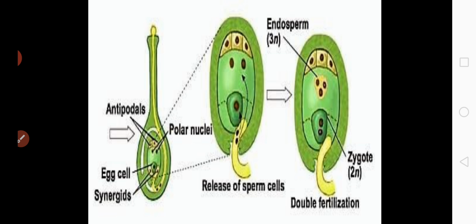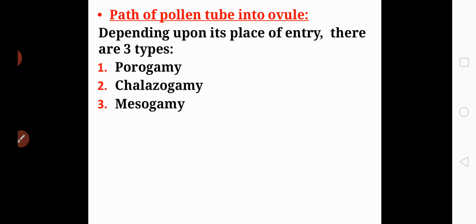Now as I said before, the central cell, that means the secondary nucleus, which after fusion forms the primary endosperm nucleus, and this primary endosperm nucleus will later develop into the endosperm, whereas the zygote develops into the embryo. Clear? So coming to the path of pollen tube into the ovule. How does this pollen tube enter the ovule? Depending upon the place of entry, there are three types: porogamy, chalazogamy and mesogamy.